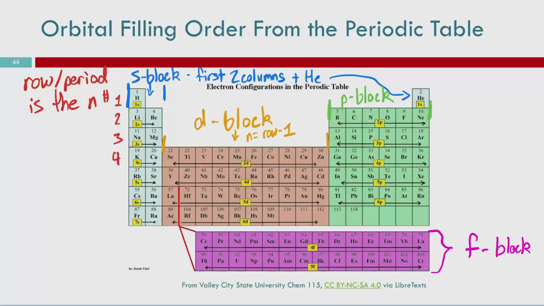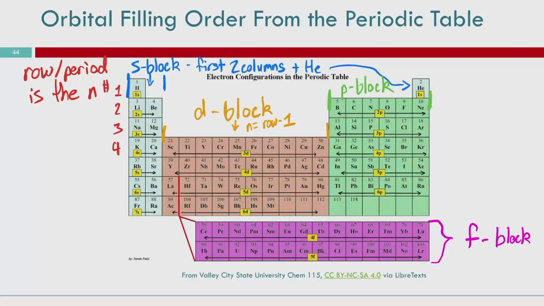So this is the other way that we can figure out the orbital filling order. And there's also some shortcuts that are built into this that are really cool. This is the way that I would recommend remembering the orbitals. This is going to require you to memorize S block, P block, D block, where row minus 1 is the number that goes in front. This is the best way to do it, I think.